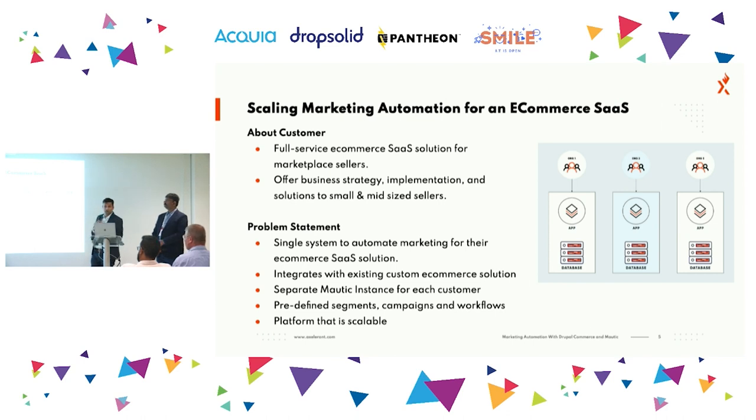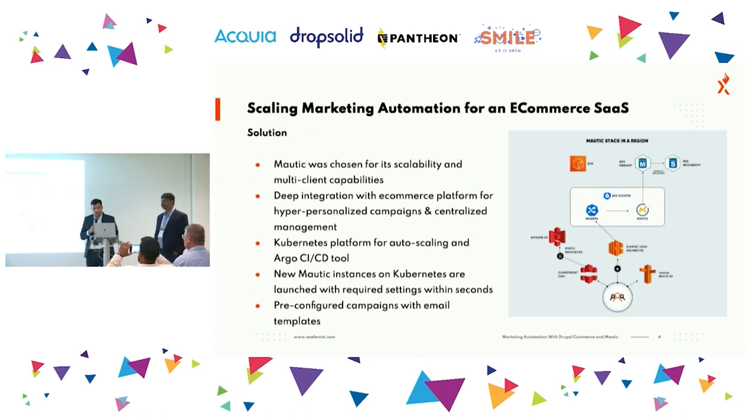Our customer wanted to start with about 100 customers, so these were like 100 Mautic instances, which we will talk a little bit more about. And like I said, they wanted that kind of scalability to onboard new customers as and when they onboard a new seller on their platform. So this is essentially what they wanted. For each organization or each seller, they wanted a separate application which comes with pre-configured segments, email templates, and configurations.